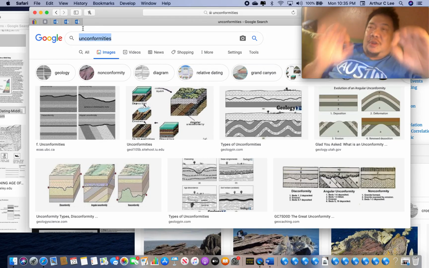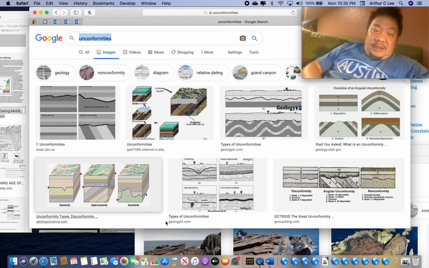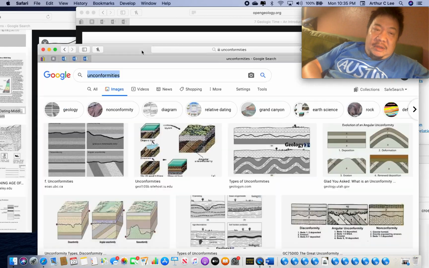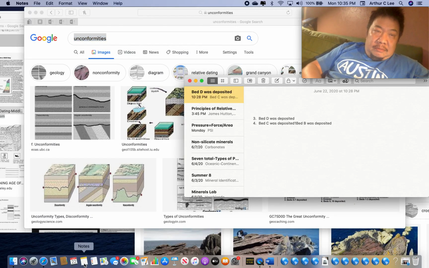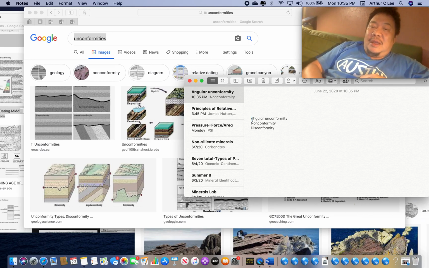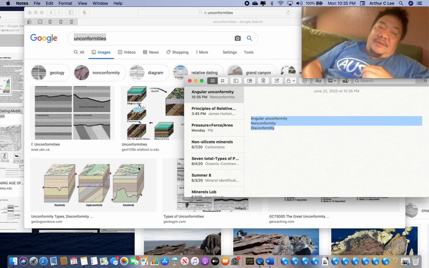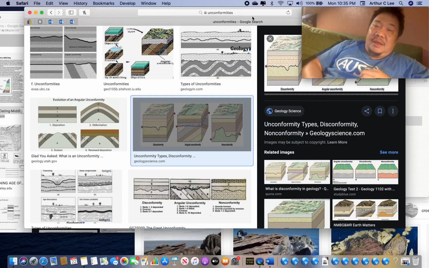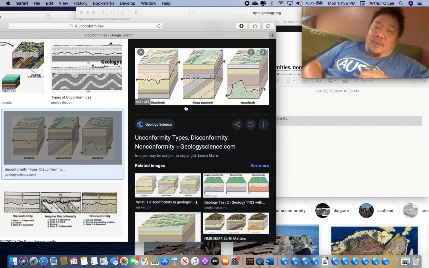Next thing we want to know is there are 3 kinds of unconformities. You need to remember the 3 kinds of unconformities, and they are an angular unconformity, a nonconformity, and a disconformity. You need to know this so you can do the next lab. You need to be able to look at that wavy line and figure out which type of unconformity you are looking at. Angular unconformity, nonconformity, or disconformity. There's no such thing as an angular disconformity.